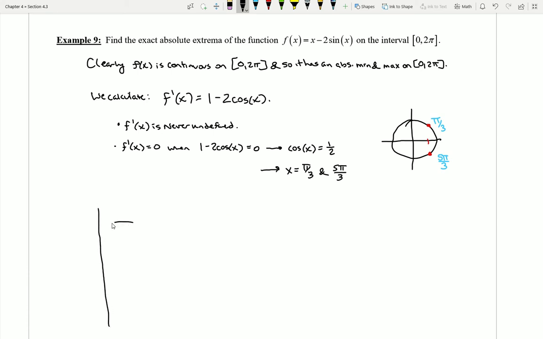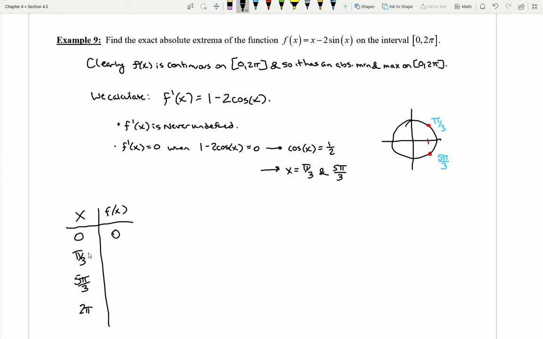So now I can set up my table just like I did before, where I can put in all my potential candidates. So I'm going to have 0, pi over 3 would be the next biggest, 5 pi over 3, and 2 pi. Remember, you don't have to write these in increasing order. I just like to. Makes it nicer for me. The hard part here is actually evaluating these in the original function. So notice, if I plug in 0, that one's not bad. 0 minus 2 times the sine of 0, that's just going to be 0 overall.